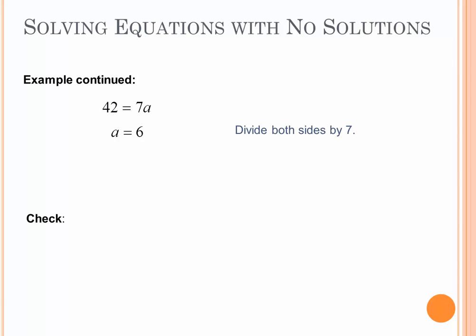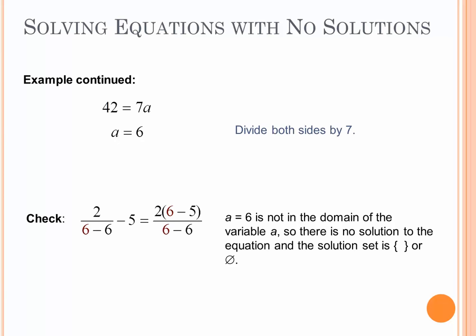In the beginning, we said that a could not equal 6. And if you plug the a back in, you can see why. When we plug in 6 for a, the denominator in both cases becomes 0. So this has no solution, and specifically it's called an extraneous solution.